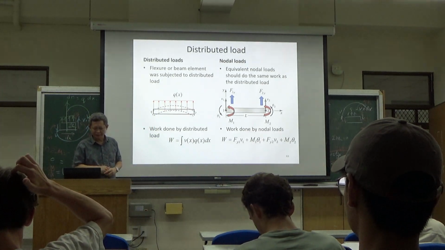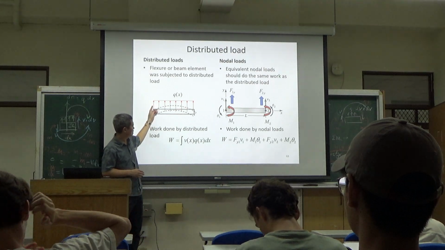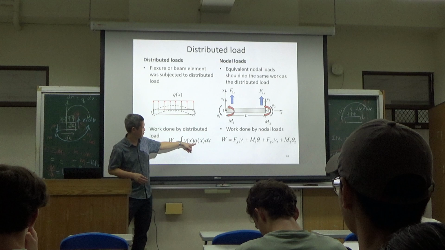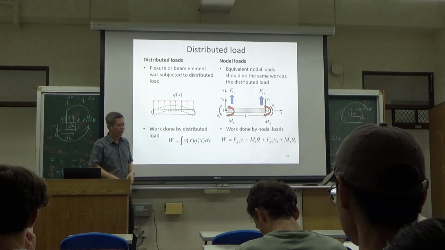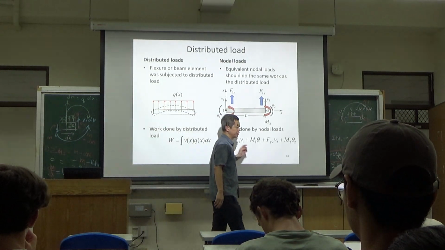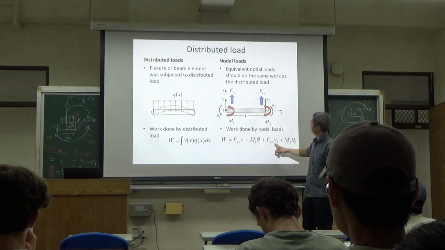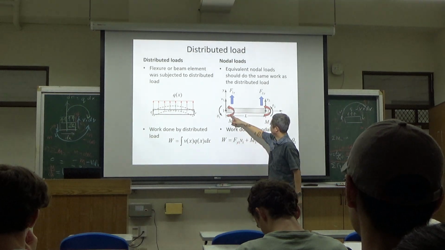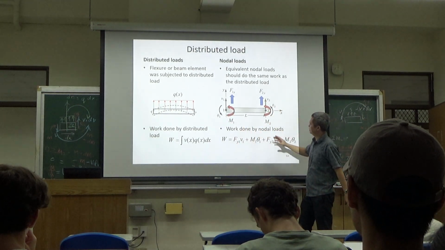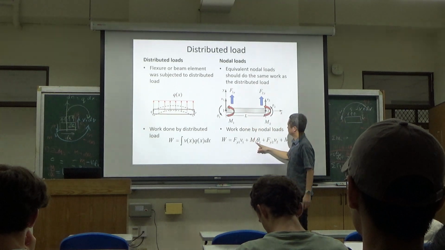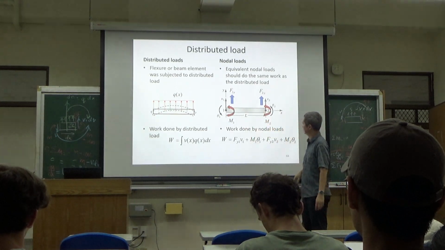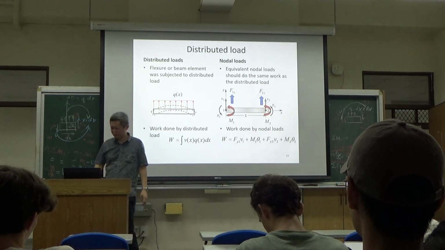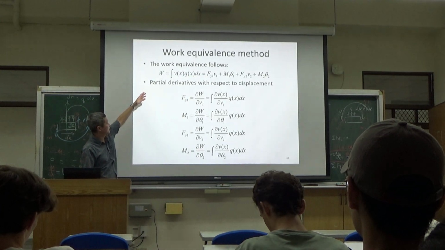We take the work method. Okay, you know the work done by the distributed force. It's going to be the vertical displacement times the vertical distributed force. You do the integration there. That must be equal to the work done by the lump force. Okay, what's the lump force? Vertical displacement times vertical force on node 1 and node 2. Likewise, the moment times the angular displacement will present another work on node 1 and node 2. Okay?